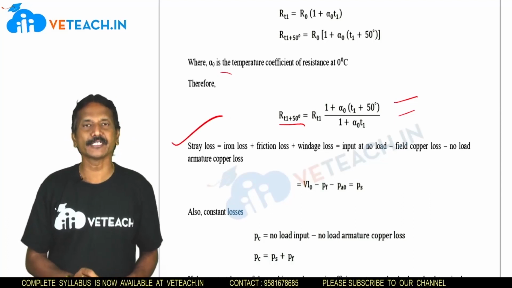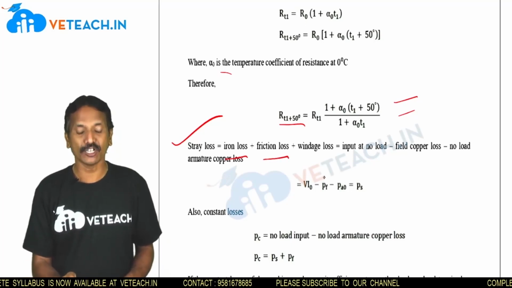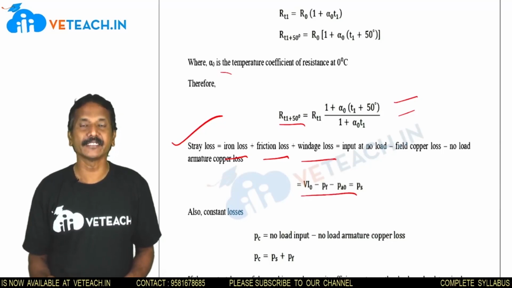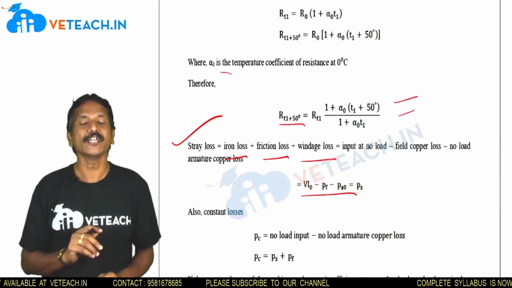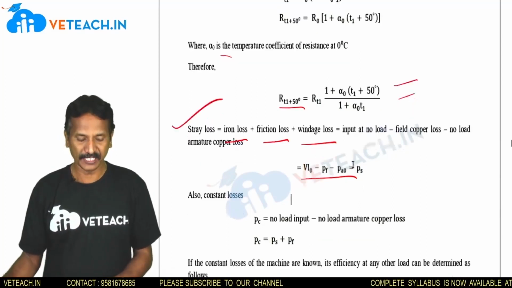In the previous video, I explained the meaning of stray losses. It's a combination of iron losses, friction losses, and windage losses, right? So here this is the basic relation that we have to find the stray losses. Why are losses needed? Because to find the efficiency of the machine, right?